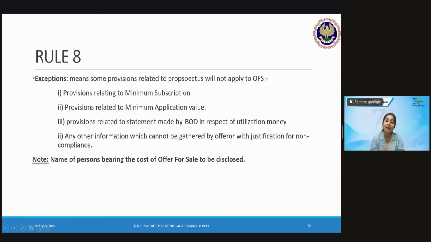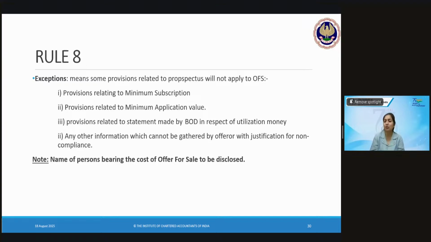Because here I am a shareholder. I will get the money which the company is helping me by selling the shares in the market. So the company is not using that money. So why will the company prepare a utilization statement? So minimum subscription and minimum application, which today we will be understanding in section 39, is not applicable in case of OFS. Utilization statement is not required.